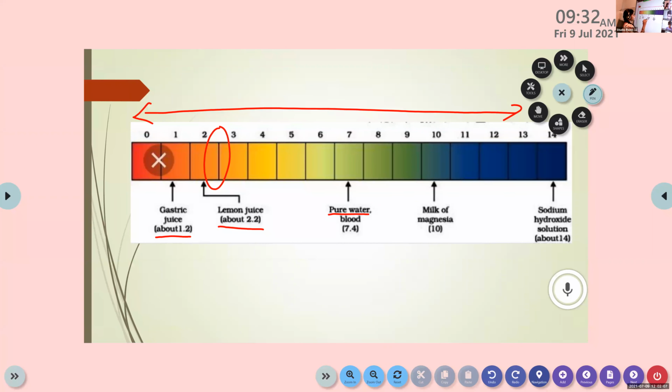Then pure water and blood, its value is 7.4, so it's light green color. Then milk of magnesia has a light blue color, like that. So by looking at this color change, we can determine the pH range of the substance. Okay, clear? Shall I move to strong acid, weak acid, strong base, weak base, etc.? Yes, ma'am.